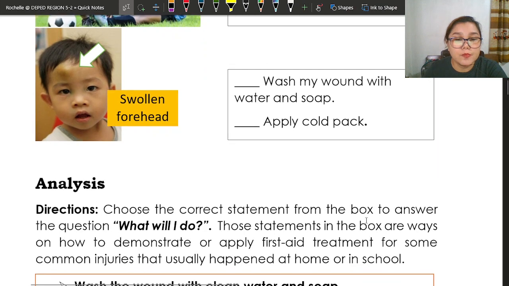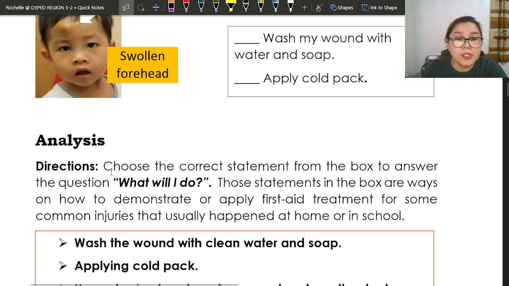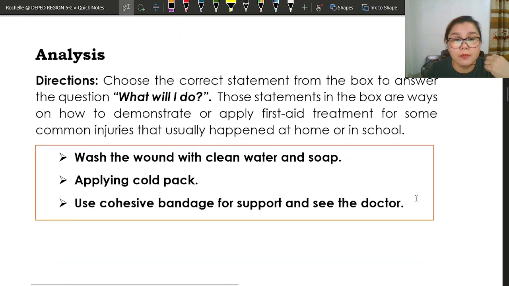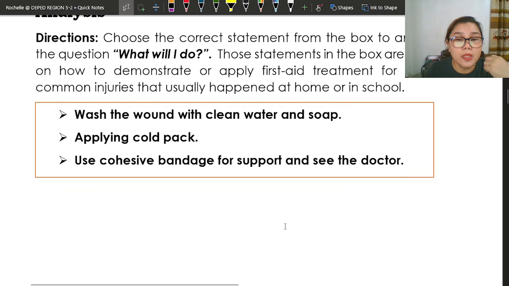Then, if you're done, let's proceed with analysis. Directions. Choose the correct statement from the box to answer the question, what will I do? Those statements in the box are ways on how to demonstrate or apply first aid treatment for some common injuries that usually happen at home or in school. So there are choices in the box. First, wash the wound with clean water and soap. Next, applying cold pack. And then the third one, use cohesive bandage for support and see the doctor. So these are the choices to be written on the next page.